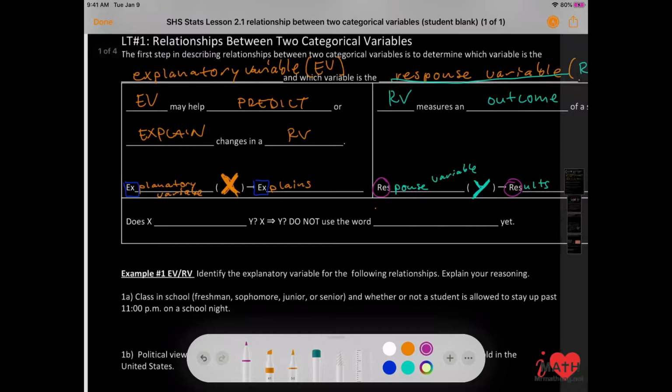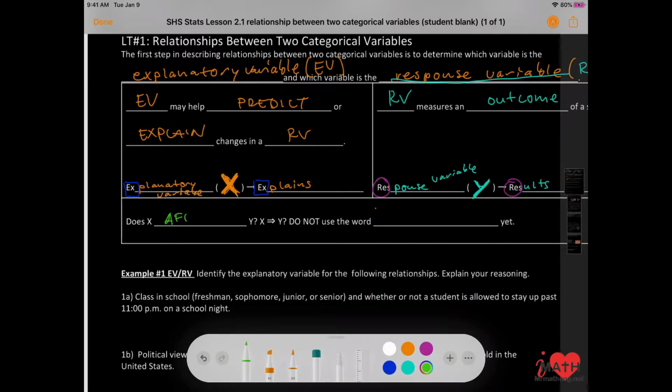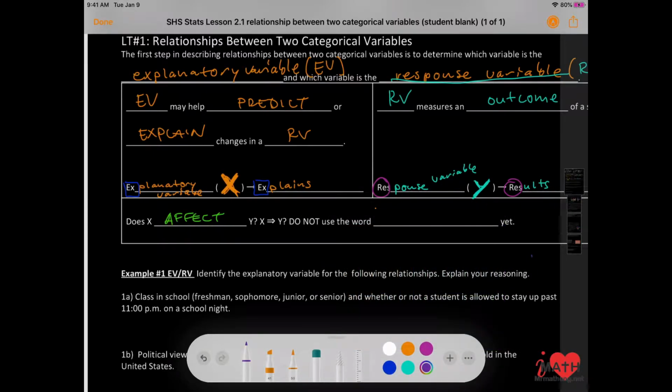All right, so let's go down here. Does the x affect the y? Now, we have to be careful. There's a word that we cannot use right now. Do not use the word cause.